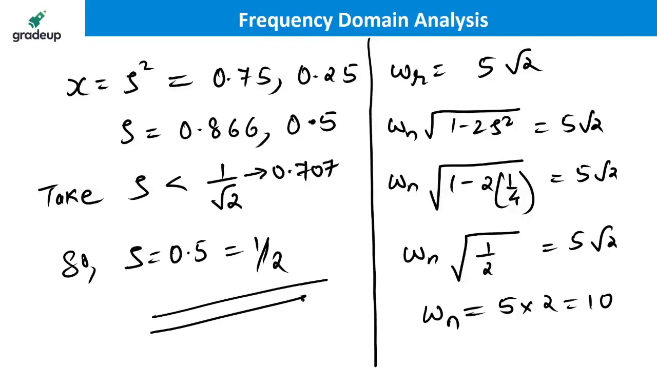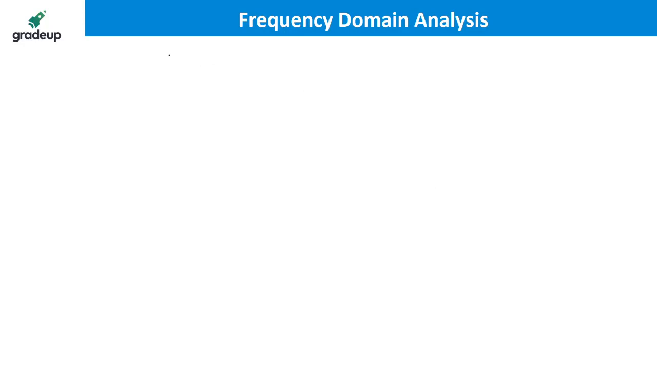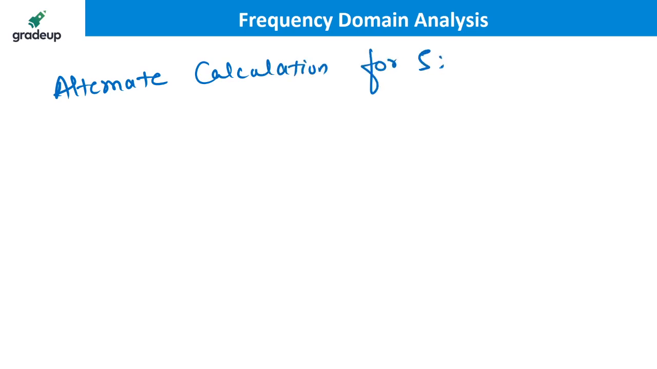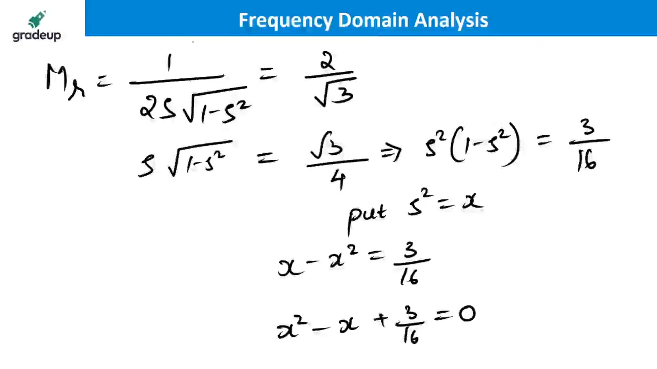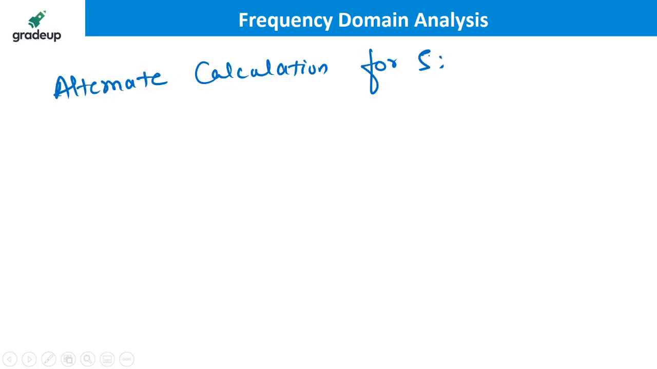I can give you an alternate method also to check zeta. Just follow this. If you want, you can use this calculation as well. Alternate calculation for zeta. How did we calculate zeta just now? We calculated zeta from the MR formula, 1 by 2 zeta under root 1 minus zeta square, and then solved a quadratic equation.